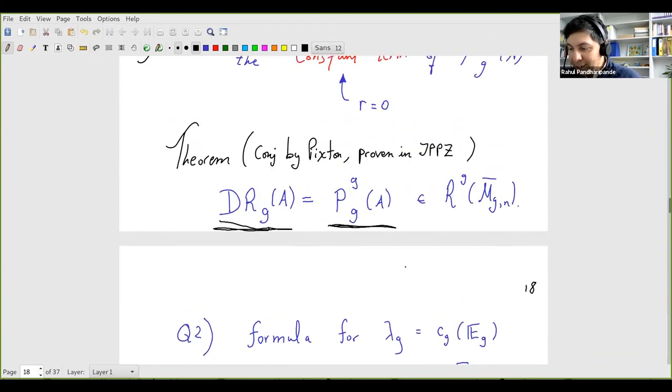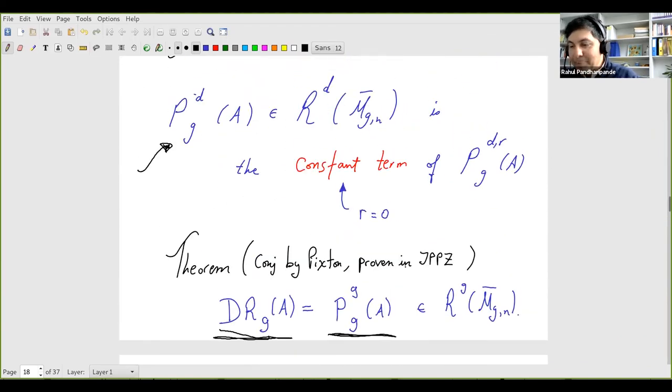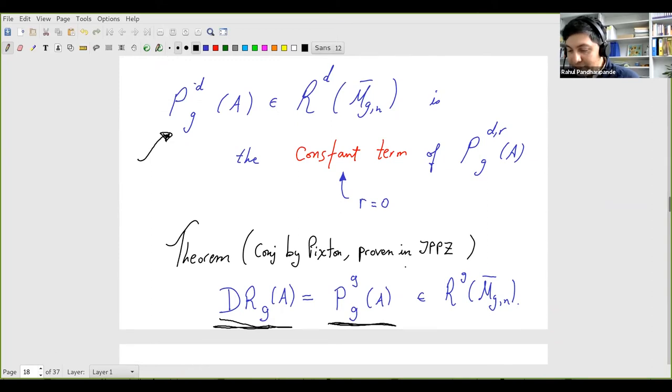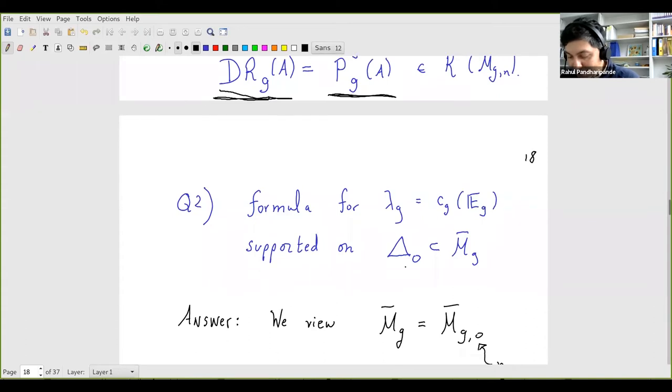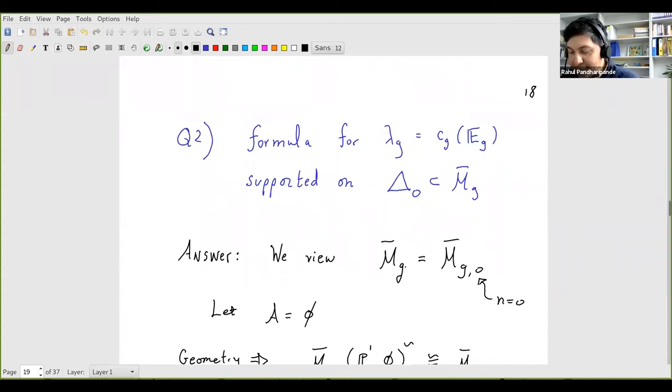Okay, so I will say a little bit about the proof, but I want to go to the second question, question two, the one that bothered me for years: to find this formula for lambda g that's supported on delta naught. And the answer is that this theory does it immediately without even lifting a finger. In fact, it's the first case of this theory.